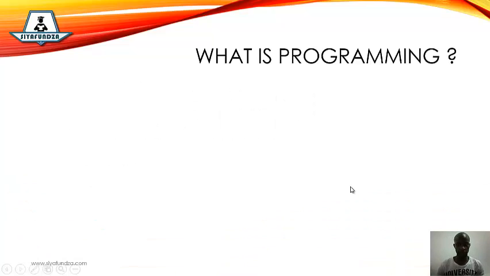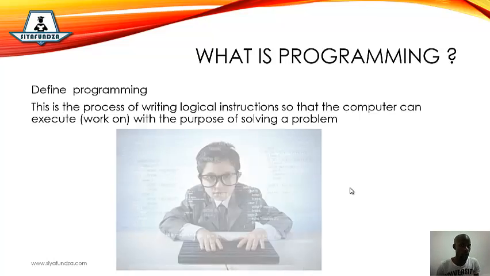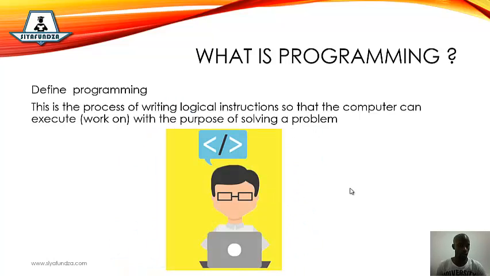Now, let's start by defining what programming is. Programming is the process of writing logical instructions so that the computer can execute. And to execute is to work on, with the purpose of solving a problem. I want you to grab hold of 3 key words: logical, instructions, and problem. We write instructions in a logical manner so that we can solve a problem. But the only difference is that we're writing the instructions so that the computer itself can actually do the work for us.